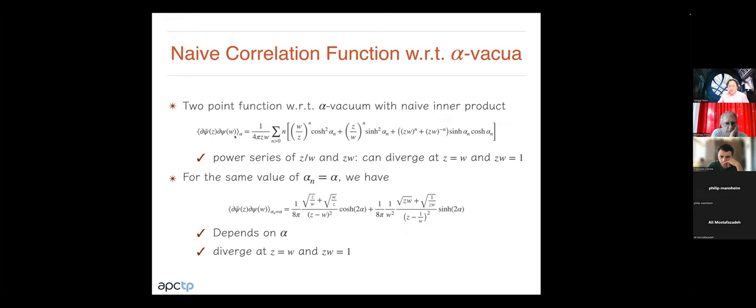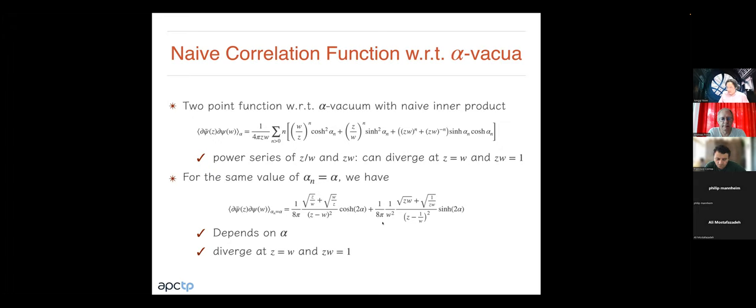However, you can ask: you calculate this correlation function in the alpha vacuum, but somehow you made a mistake and forgot to use the J inner product. What I mean is you forget to insert the J operator. Then what you obtain is just this kind of expression. And for this special value alpha, for all n when this is the same alpha, then you have not only this term, you also have an extra term. This is a wrong calculation with the naive inner product.